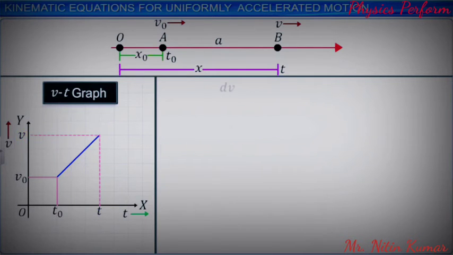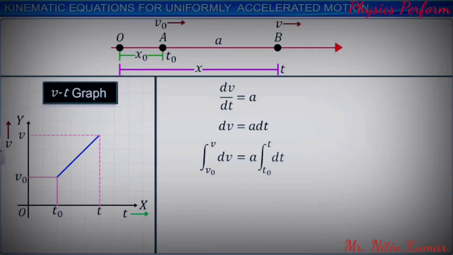dv by dt is equal to a. By cross-multiplying, we get dv equal to a into dt. Integrating both sides, integral v naught to v dv is equal to a into integral t naught to t dt. v minus v naught is equal to a into t minus t naught. Rearranging the equation, v equals v naught plus a into t minus t naught. This is equation 1 of motion.